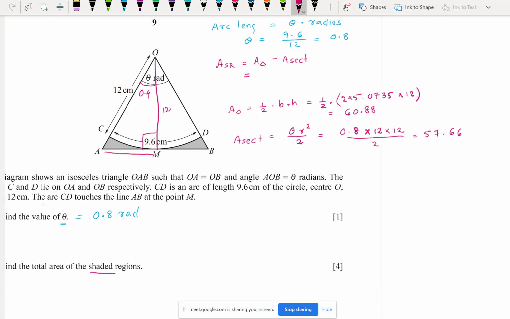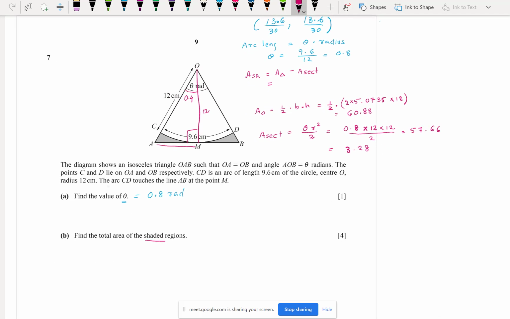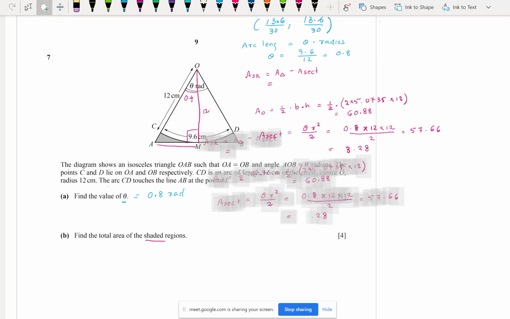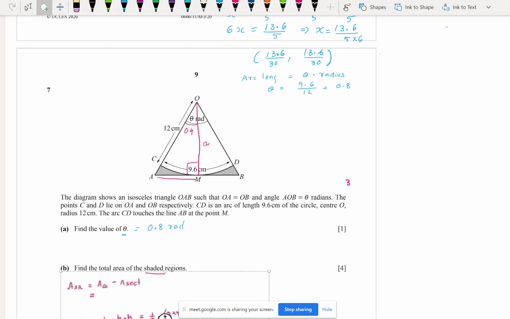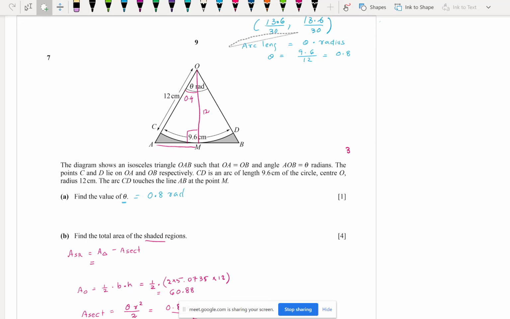Okay, now this will give us 57.66, Amrita. Okay. And let us subtract sector from the triangle. That will give us 3.28. Clear so far, Amrita? Yeah, it's clear. Okay, let me do one thing. Instead of erasing, let me drag and drop it in all here. This belongs in here. And similarly, this belongs in here.